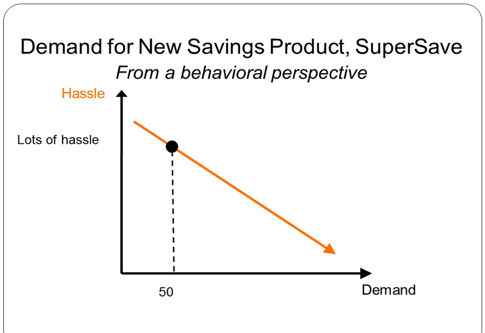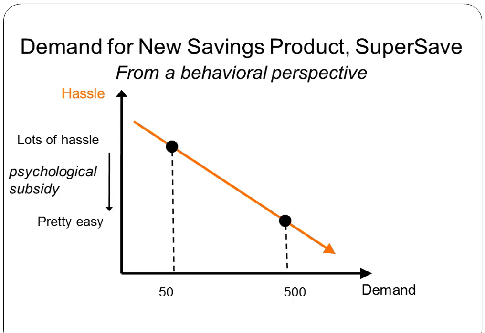Next slide. So let's look at a model of what this would look like. This is demand for a new savings product I'm calling Super Save. And we're no longer thinking about dollars here. We're thinking about hassle. And there's a lot of hassle to sign up for the Super Save product. You don't really know where to get it. You don't really know how much you can put in. It's just a hassle to sign up for and use, and it's unclear. So there's lots of hassle. So 50 people sign up.